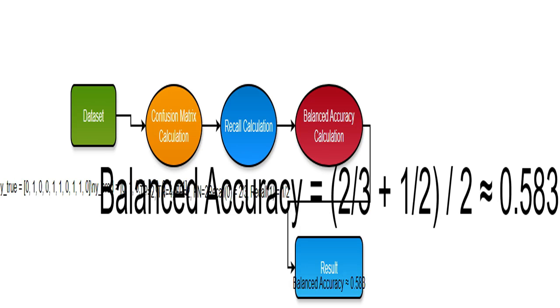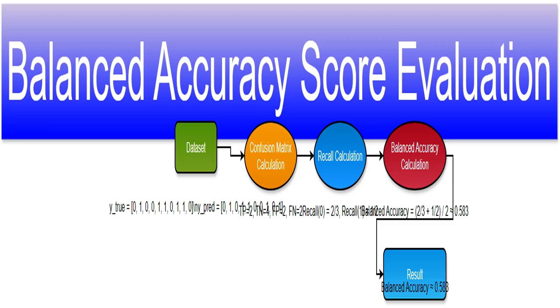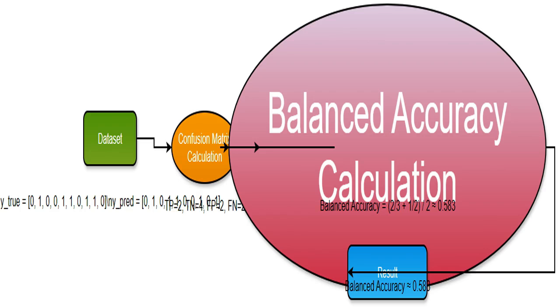The balanced accuracy score is approximately 0.583. This is my final result. I'm working with a dataset used to evaluate a binary classification model. This is the foundational piece of information for the entire exercise. This is the final balanced accuracy score, which is approximately 0.583. It's a key metric for evaluating the model's performance, especially in scenarios with class imbalance.